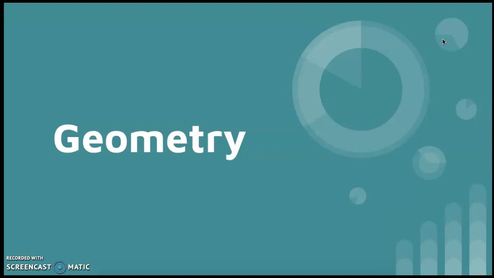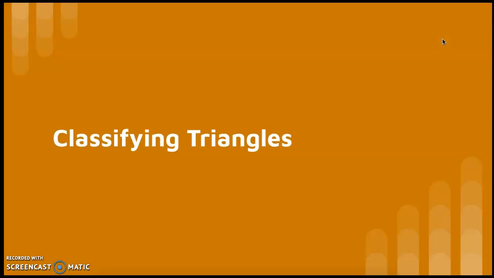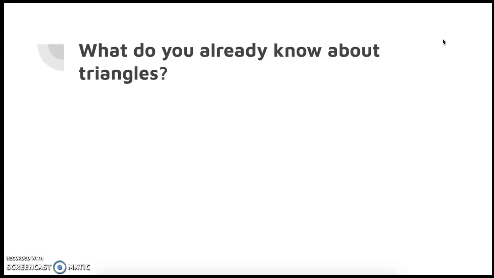We are going to start a unit on geometry. This first part that I go through with you will probably be a bit familiar, but we want to review it and make sure that everyone has the same information and vocab. We're going to start with classifying triangles. Before we do that, I just want you to take a few seconds and brainstorm. What do you already know about triangles?